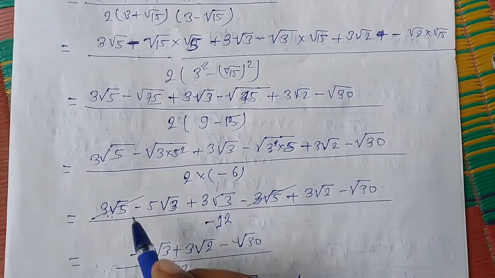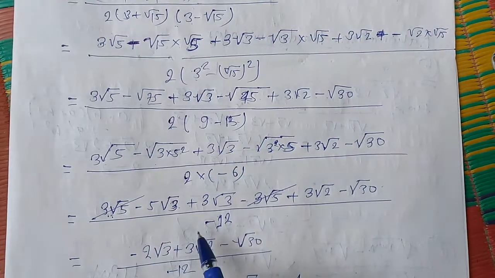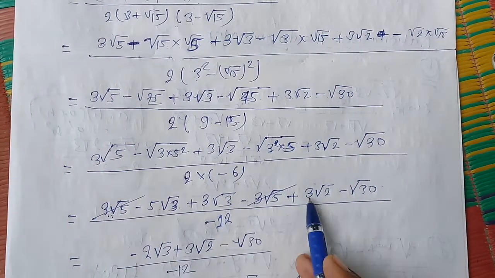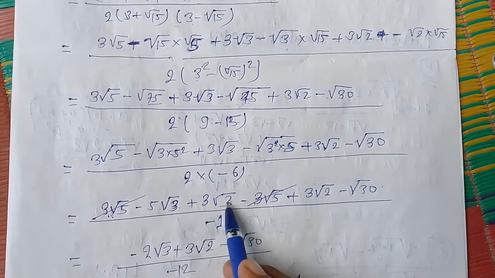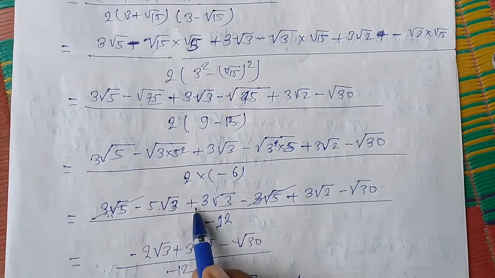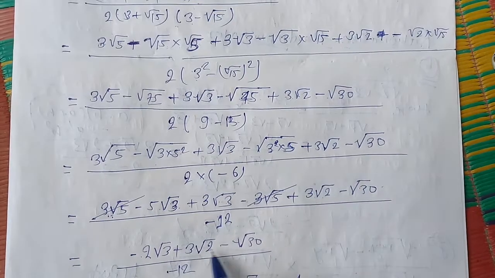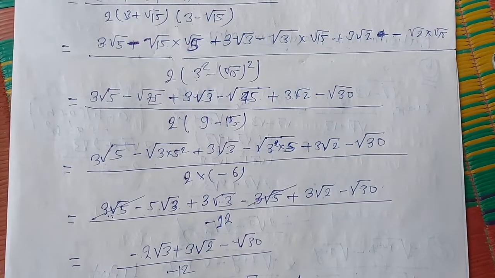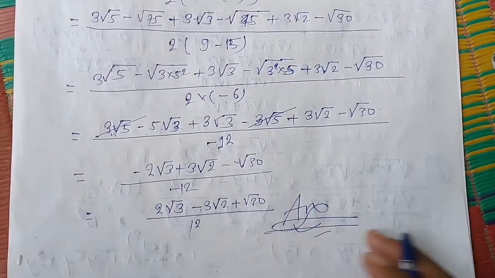So what we will get: this and this will cancel out because these are the same, the fraction or coefficient is also the same. So after this, remaining here and here, these can be added, so minus 5 and plus 3 is minus 2 root 3, and the rest will be the same. After dividing by minus 1, minus will be converted to plus and plus will be converted to minus. So this is the final answer. This is the rationalized denominator.